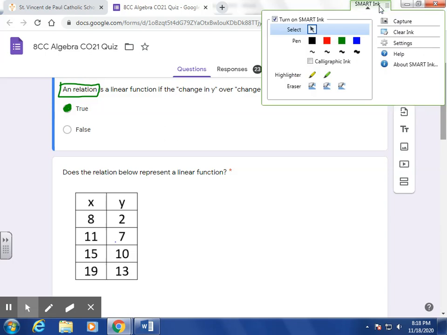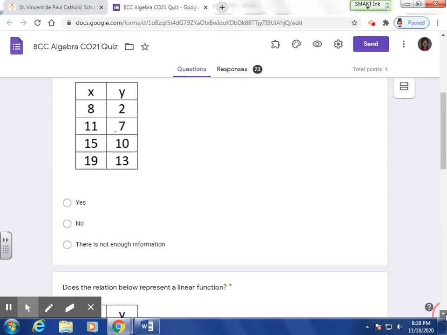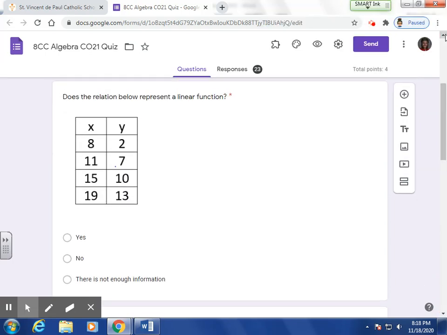Does the relation below represent a linear function? We're looking for the change in y over change in x. Looks like we're going plus 5 to get from 2 to 7, plus 3 from 7 to 10, and plus 3 again from 10 to 13. We're not done yet. Let's not jump to conclusions. 8 to 11 is plus 3. 11 to 15 is plus 4. 15 to 19 is plus 4.